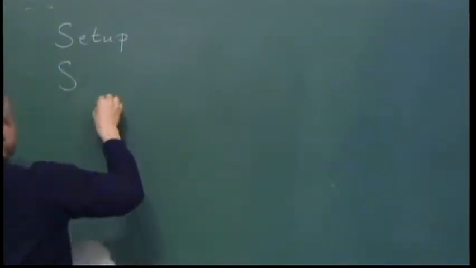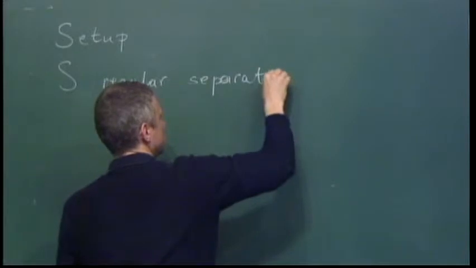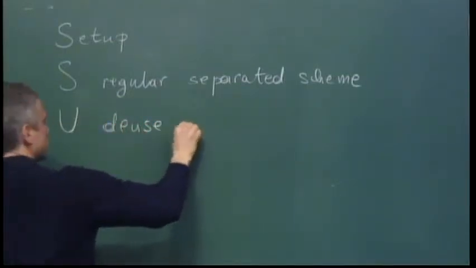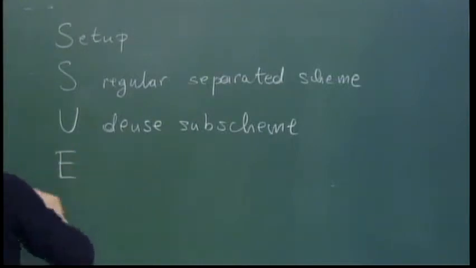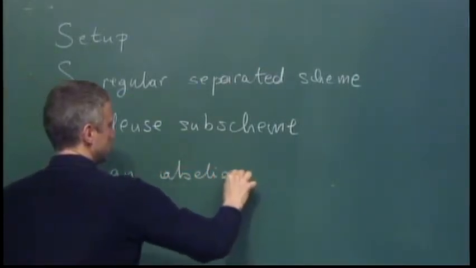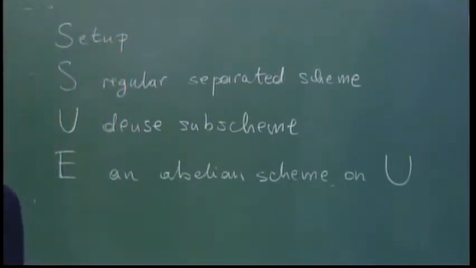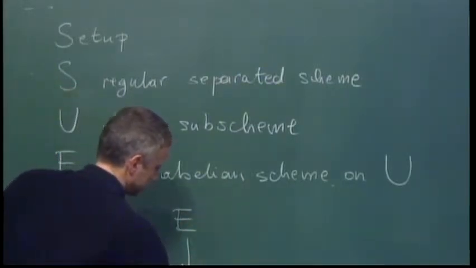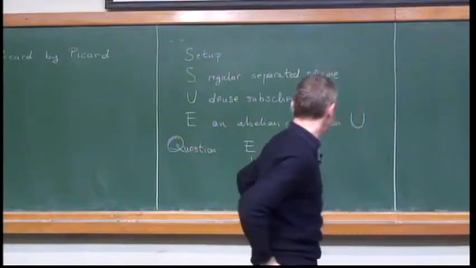So S is a regular separated scheme, and U is a dense subscheme, and, well, A or E, since I start with an elliptic curve, is an abelian scheme on U. The question we will ask is all about extending this structure across the entire base scheme S.